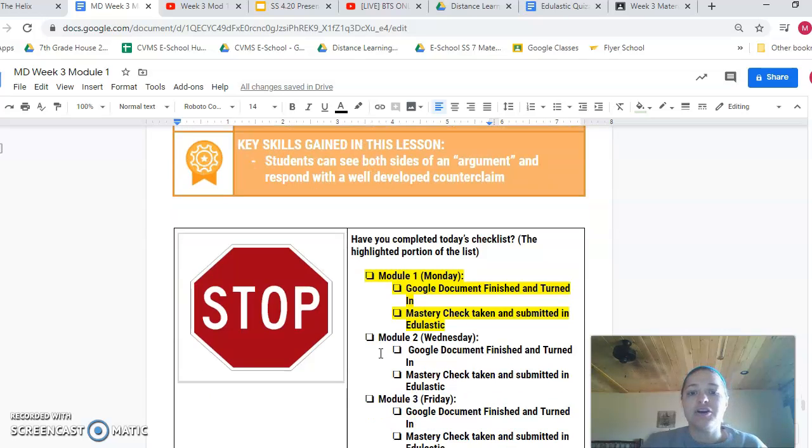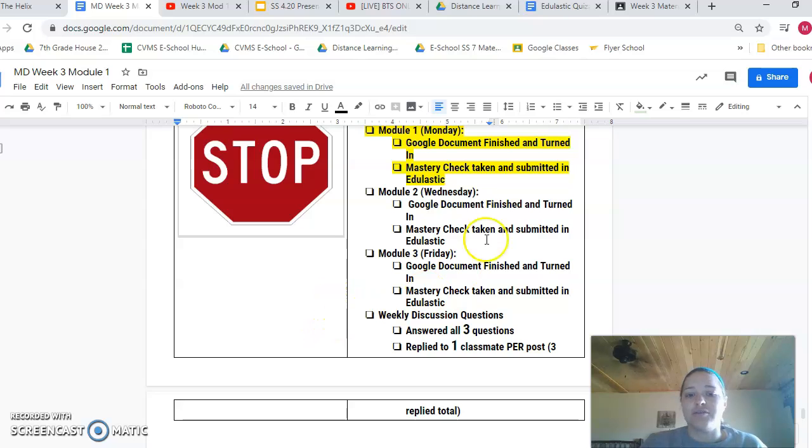Okay? Here is a checklist to make sure you have completed everything you need for today. It is highlighted. For the rest of the week, it is everything that you also need to do. Big stop sign means you're done for the day. Till you see that stop sign, you're not done. But as soon as you see it, you got everything done, you did this checklist, go ahead and hit that turn in button, you're good to go.